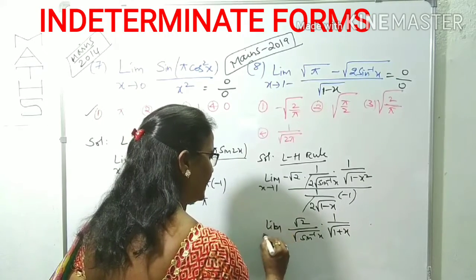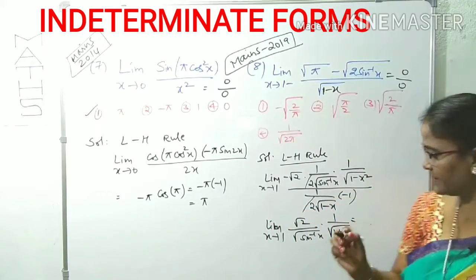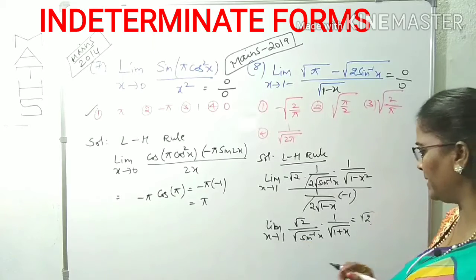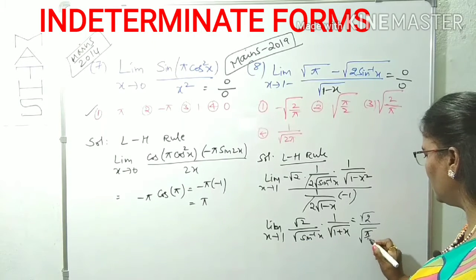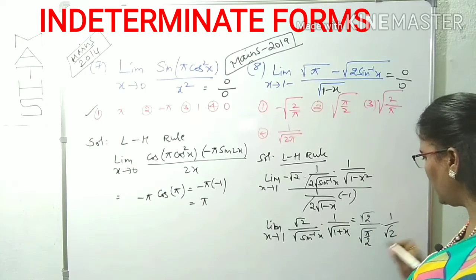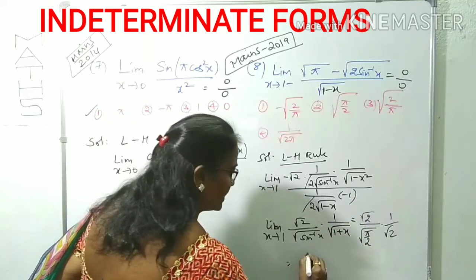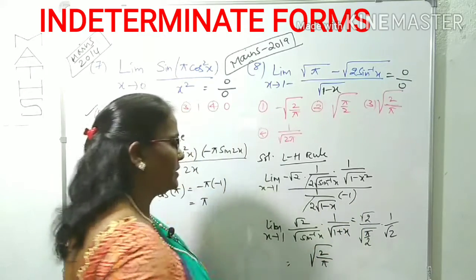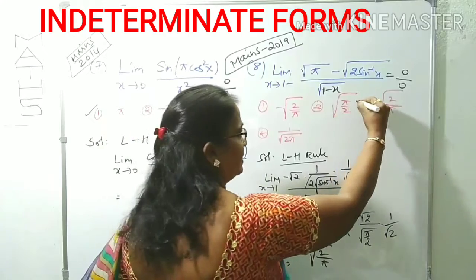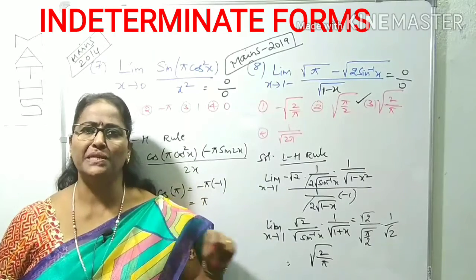Now apply the limit, x tends to 1. Now what happened? This is root 2 by root over sine inverse 1. Sine inverse 1 is pi by 2, so root over pi by 2, into 1 by root over 1 plus 1, which is 2, that is 1 by root 2. Here root 2 gets cancelled. What will be left over? 1 by root over pi by 2 becomes root over 2 by pi. Which option? Yes, it will be the third option. Like that we can crack these two questions which depend upon the indeterminate form 0 by 0 only.